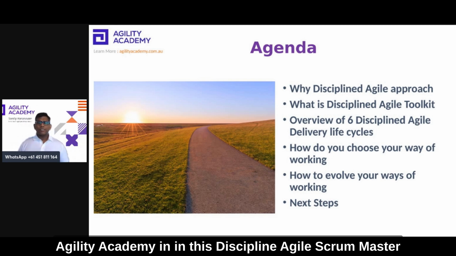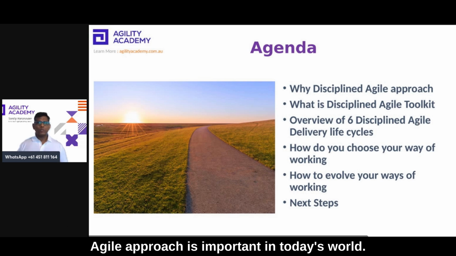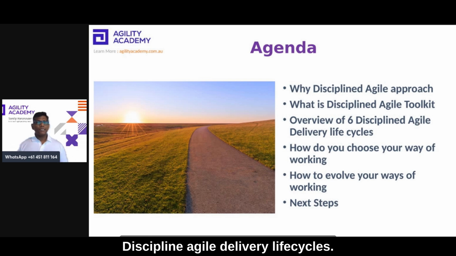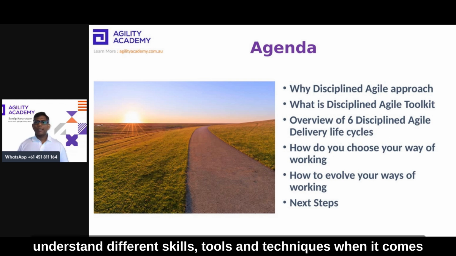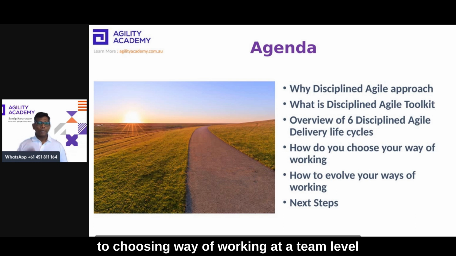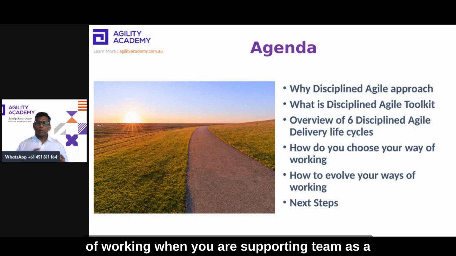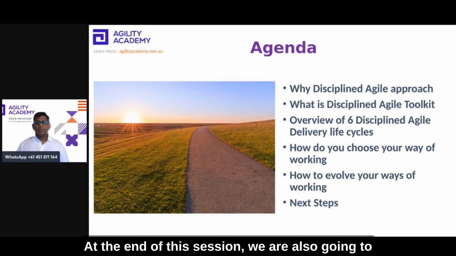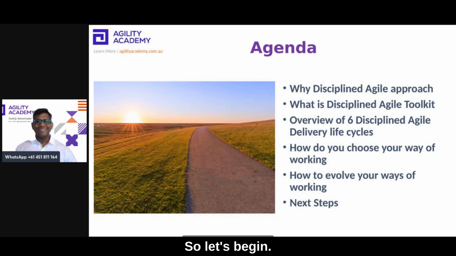In this Discipline Agile Scrum Master Overview session, we are going to explore why the Discipline Agile approach is important in today's world. What is the Discipline Agile Toolkit? What are the different six Discipline Agile delivery life cycles? In this particular program you are going to understand different skills, tools, and techniques when it comes to choosing a way of working at a team level based on a given context, and how to evolve the way of working when you are supporting a team as a Scrum Master or agile team lead. At the end of this session, we are also going to share how you can take your journey to the next level. So let's begin.